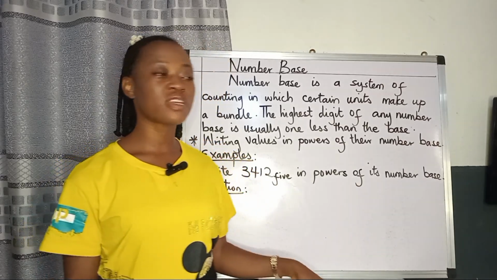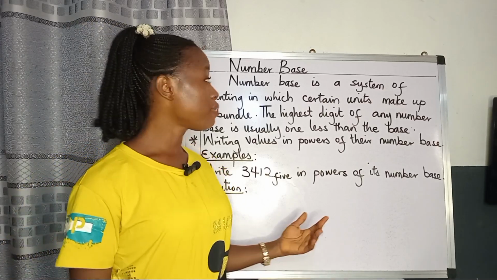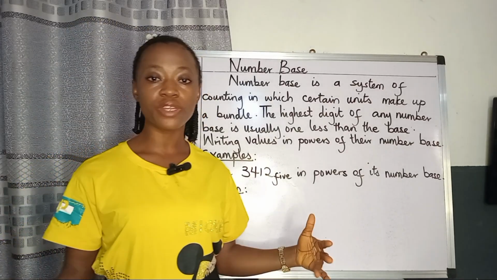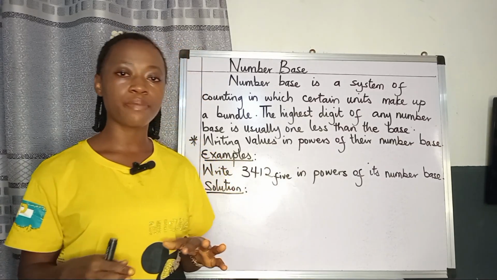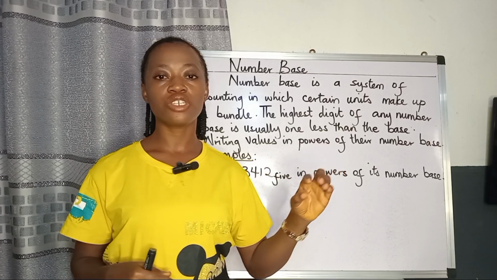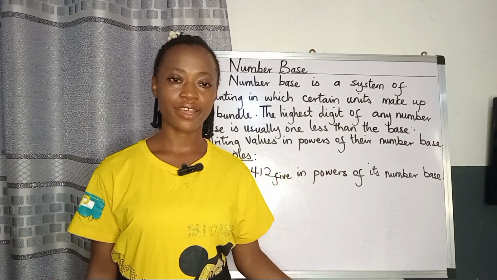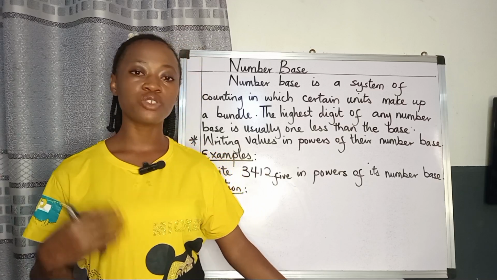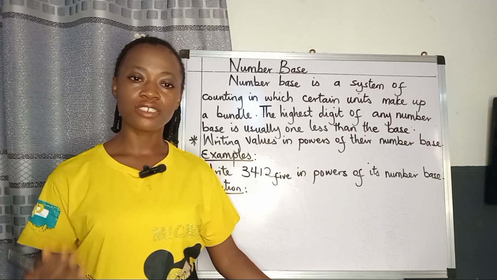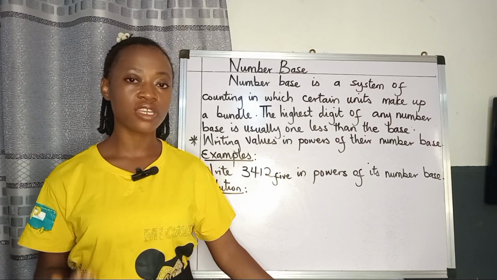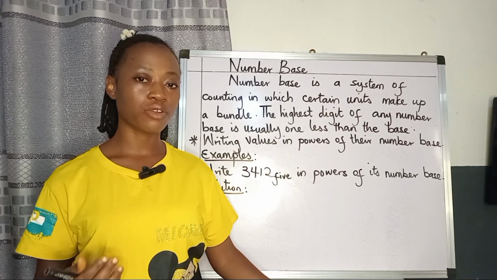Now today's lesson will be looking at a topic called number base. Number base is simply a system of counting in which certain digits make up a bundle. So whenever you talk about number base, you're talking about certain digits of numbers that make up a bundle. Generally, we have been counting in base 10. We add, subtract, multiply, divide using base 10.